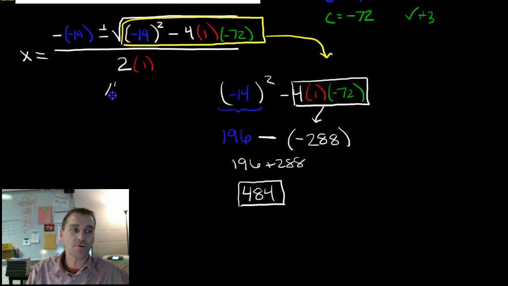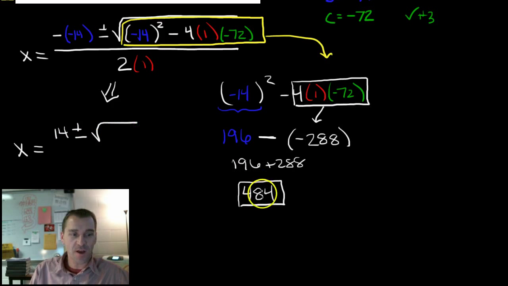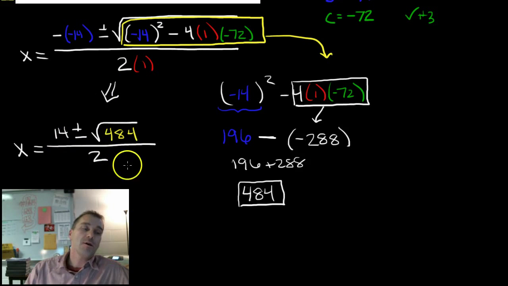So now I'll continue this entire thing over here on the left. I told you it's a little bit of work. I love it though. So I get x equals negative negative 14, which is the same as just 14, plus or minus the square root of what I just found right here, 484. And then all the rest of this stuff is all over, all of it. Make sure that that line goes the whole way under everything on top. It's 2 times 1, which is just a 2. Beautiful.